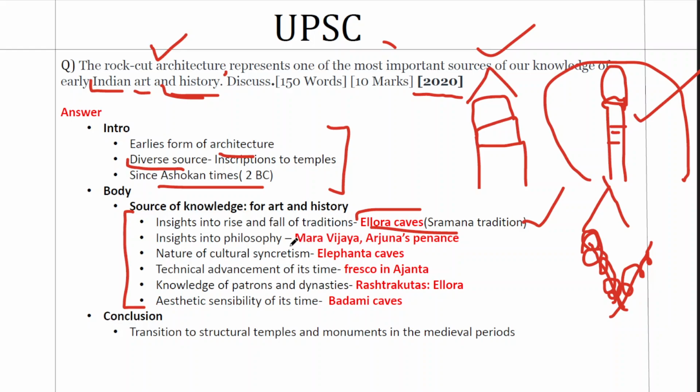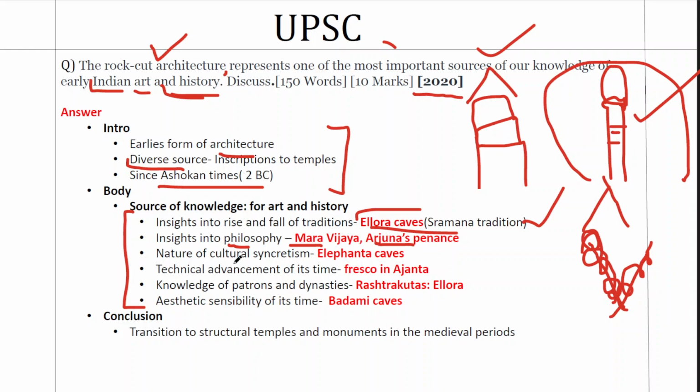We'll give this example. Second, insights into philosophy. One classical example is the story of Mara Vijay in Nachna caves. Mara Vijay is a story where Buddha rises over temptations. Or you take the case of Arjuna's penance. Arjuna's penance is part of the Pallava tradition. It is in Mahabalipuram. It is also called the descent of the Ganges. It's still not a clearly undisputed sculpture. But in this piece of architecture, what you have is philosophy embedded in it. So it gives us insights into philosophy.